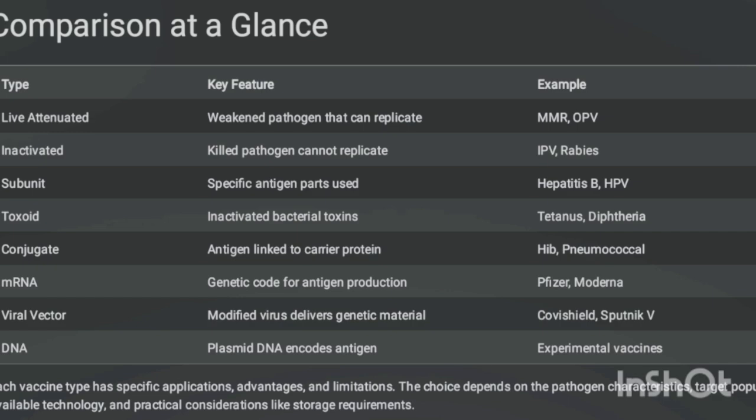Conjugate links an antigen to a carrier protein, for example, Hib, pneumococcal. mRNA provides genetic code for antigen production, for example, Pfizer, Moderna. Viral vector uses a modified virus to deliver genetic material, for example, Covishield, Sputnik V. DNA uses plasmid DNA to encode antigens. Experimental. The choice of vaccine type depends on various factors, including the pathogen, target population, and storage requirements.